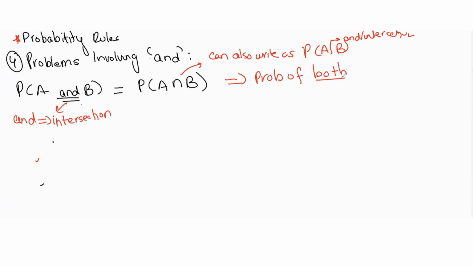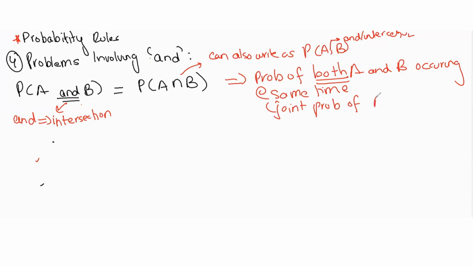Now this is the probability of both. When we talk about probability of A and B or probability of A intersection B, this is the probability of both A and B occurring at the same time. So this is the probability of both A and B occurring simultaneously. So this is a joint probability of A and B. Now how do we find this?